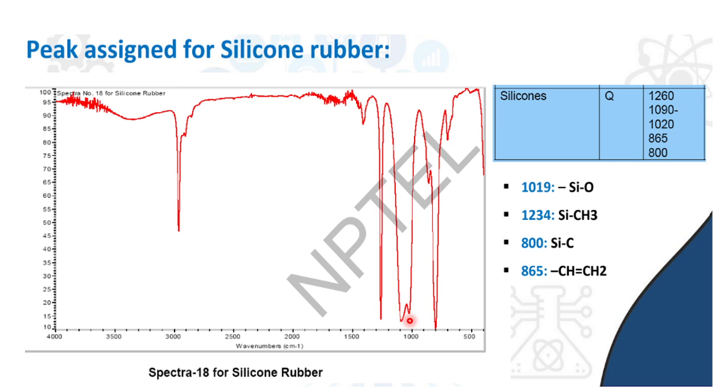Ideally, a specific bond should come at a specific wave number. Now it is not coming as exactly that single peak, because of different coupling. That's why you are getting a split type of peak.